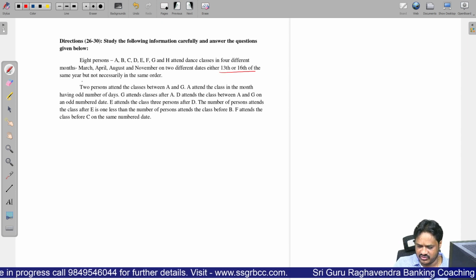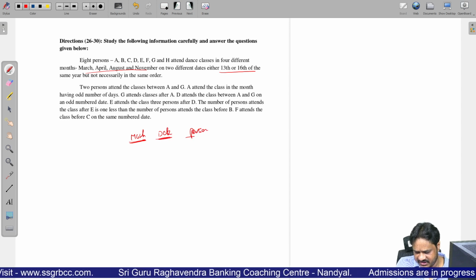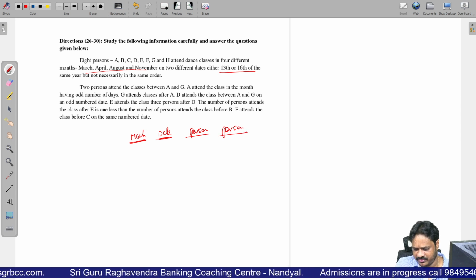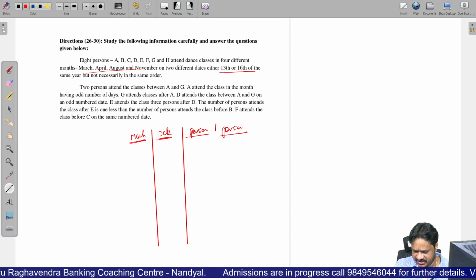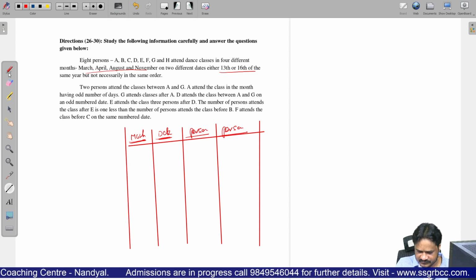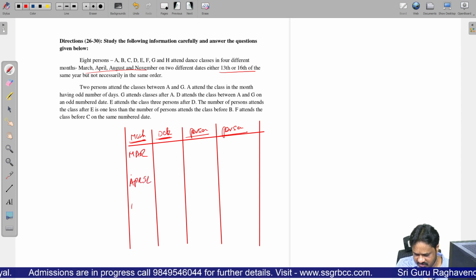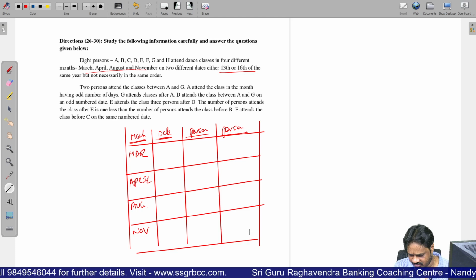So here we are having 2 dates and 4 months. So all of you open one table. First one is the month. Next one is the date. Next one is the person. Let us try to do in 2 possibilities. So we will get minimum 2 possibilities. So let us try to solve this one in 2 possibilities. March, April, August, November.